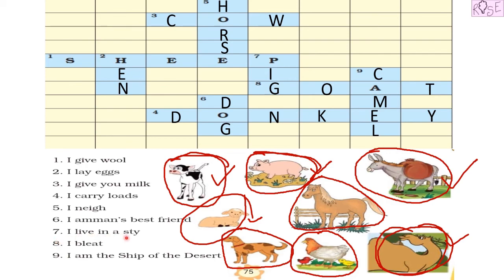7th one is, I live in a sty. That is a pig. And here we have written P-I-G, pig. Then, I bleat. Which animal makes the sound of bleating? That is G-O-A-T, goat. Last one is, I am the ship of the desert. And who is considered the ship of the desert? C-A-M-E-L, camel. Very nice. We did this activity.